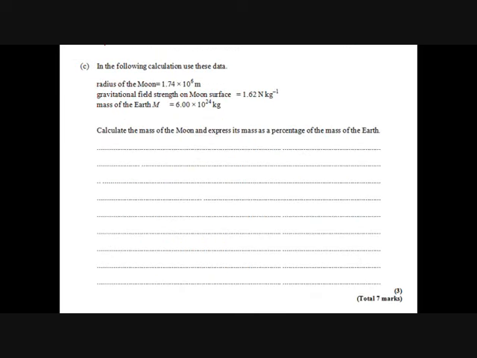Okay, so now we've got to put some data into this. In the following calculation, use these data. You must do it this way, don't try and do it a different way. Calculate the mass of the moon. So we know that the gravity on the moon, let's call it g_m, equals G times the mass of the moon over the radius of the moon squared. If we just rearrange that, we get the mass of the moon equals g of the moon times the radius of the moon squared over big G.